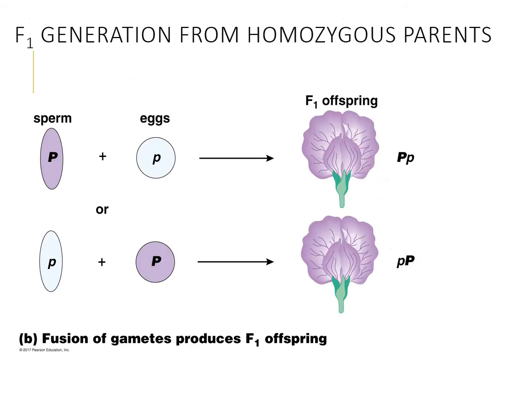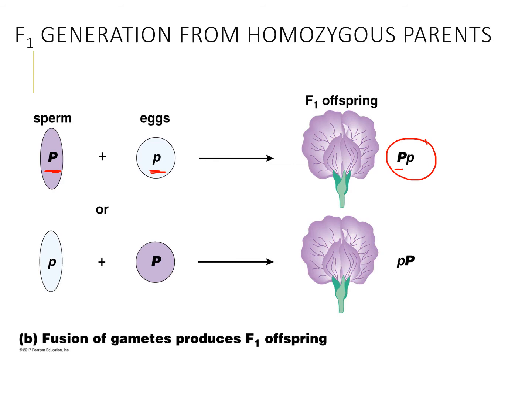When we combine them in the F1 generation, from those true-breeding homozygous plants in the parent generation, the F1 generation will look like this. We could get a capital P from the sperm that fertilizes the lowercase p in the eggs, in which case we get this genotype, heterozygous. Because there's one big P, the phenotype is purple, because purple is dominant to white.